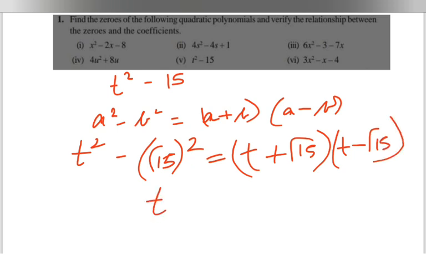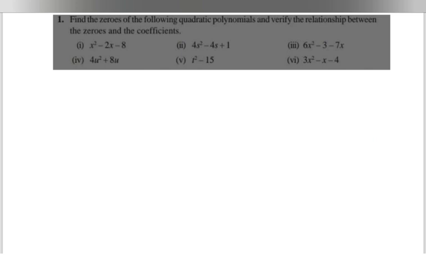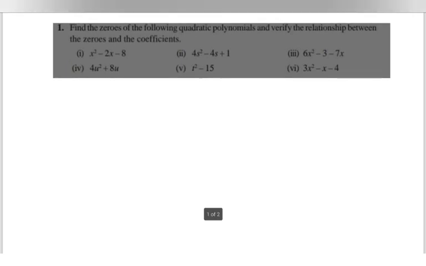So this is equal to 0. So t is equal to minus root 15, that is the opposite of this number, and t is equal to root 15. This is alpha and this is beta. Now let's check the relationship between the zeros and coefficients. So alpha is minus root 15 and beta is root 15.